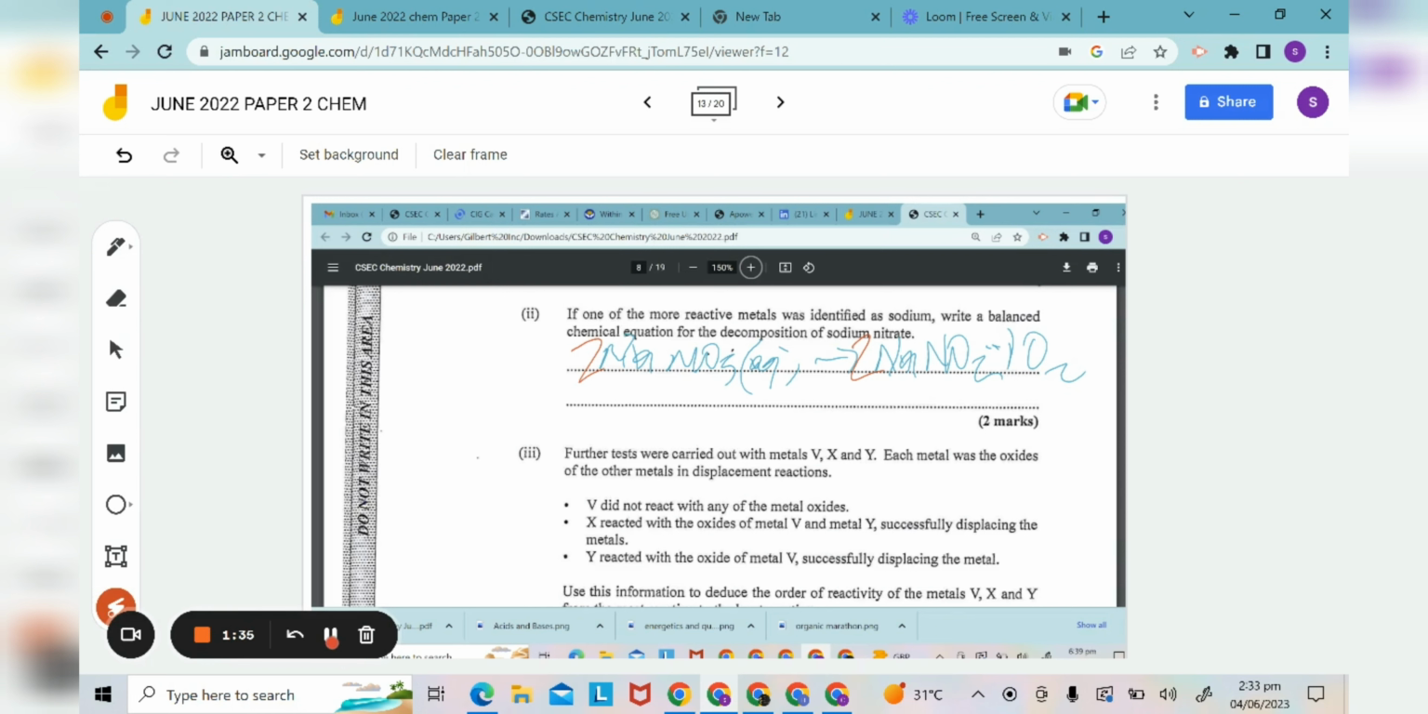V did not react with any of the metal oxides. X reacted with the oxides of V and Y, successfully displacing the metals. Y reacted with oxide of V, successfully displacing the metal. So what they're going to really ask you to do here, which you can see down there, is to give the order of reactivity.